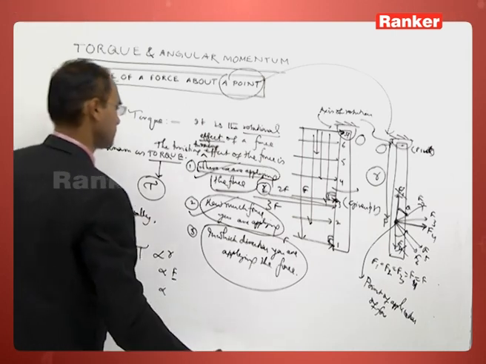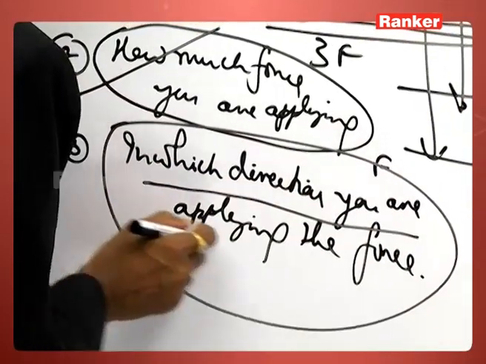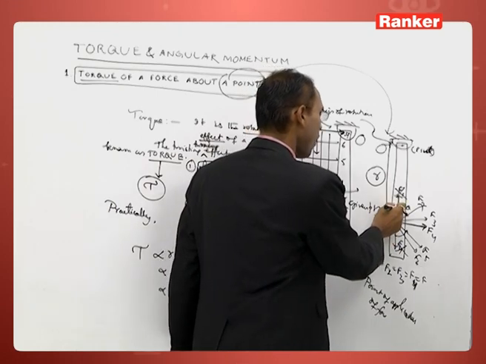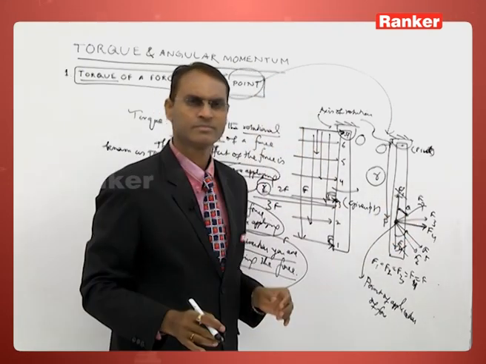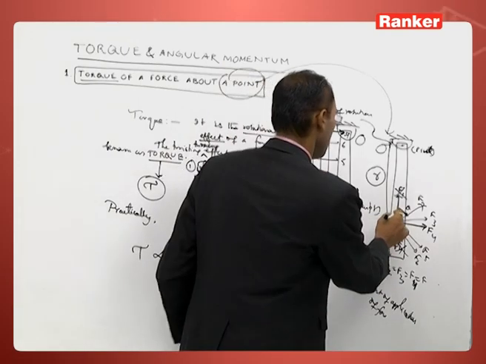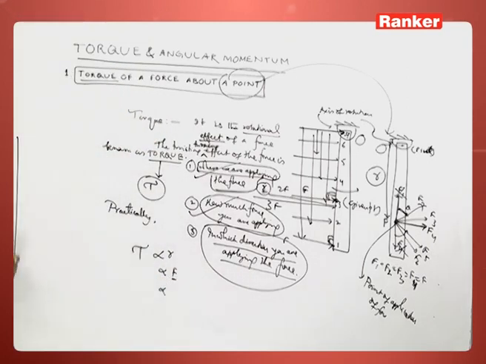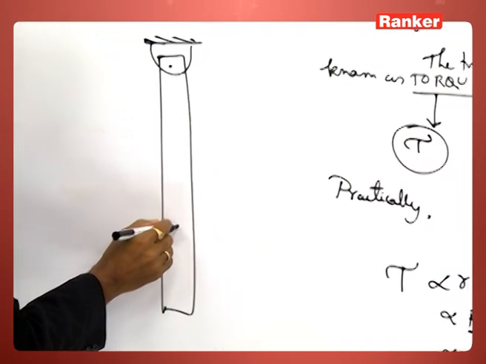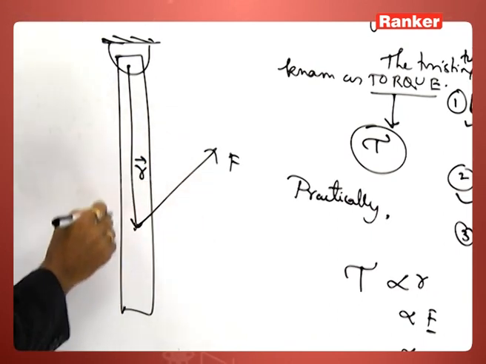Also, it is proportional to the third quantity. What is the third quantity? Direction. In which direction you are applying the force? Theta is the angle between the R vector and F vector. For instance, this is the force, this is the R vector. Force vector and R vector.